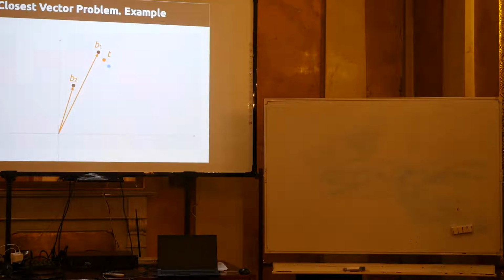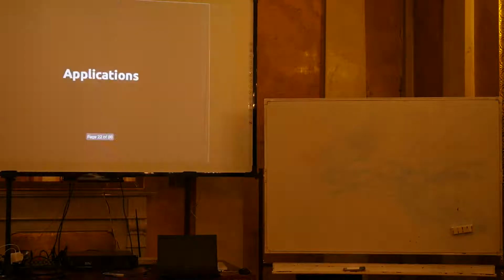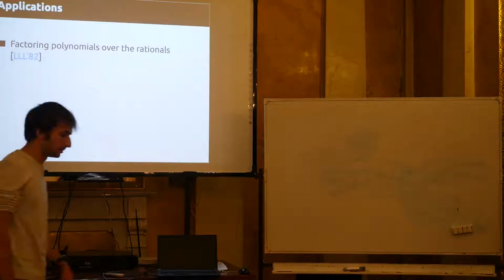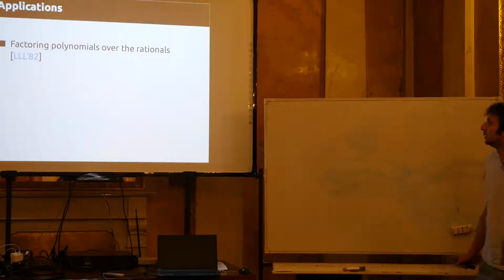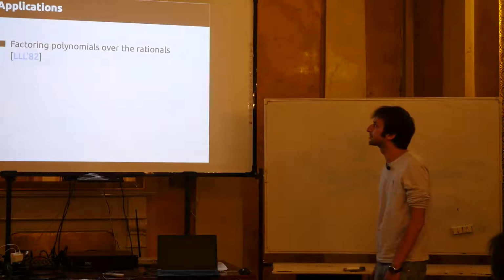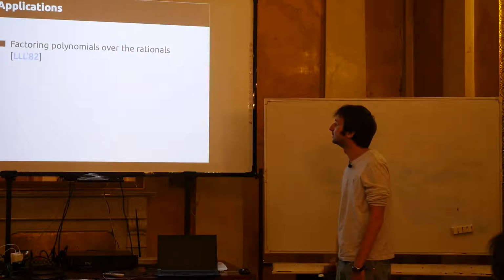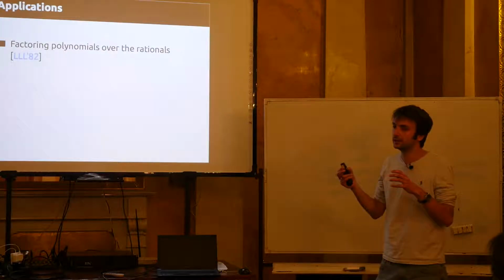So this is exactly what our problem looks like. I give you a basis and a target point, and you return me this point. And let's see why this problem is interesting. Algorithms for this problem give us many other important algorithms. For example, the first algorithm for this problem gave us a polynomial time algorithm for factoring polynomials over the integers.